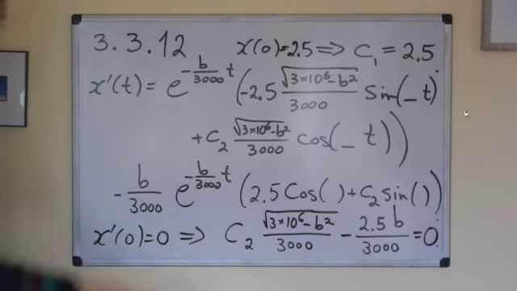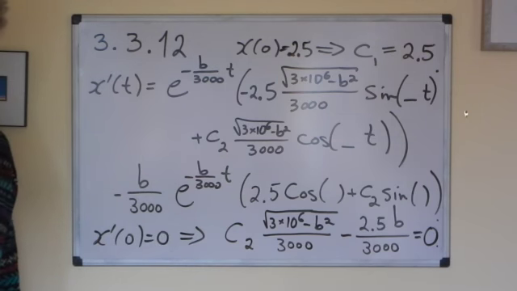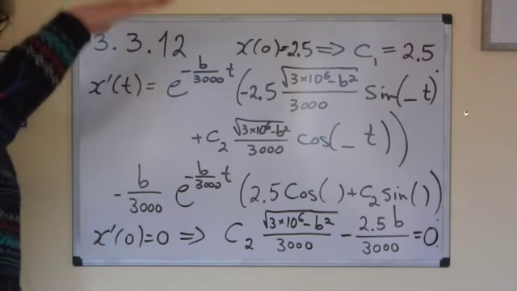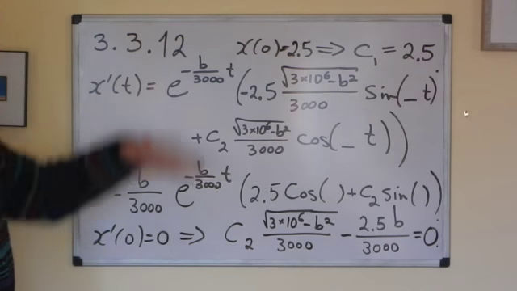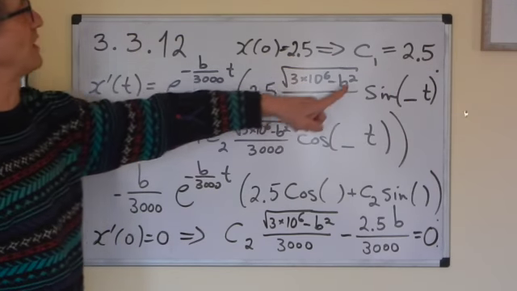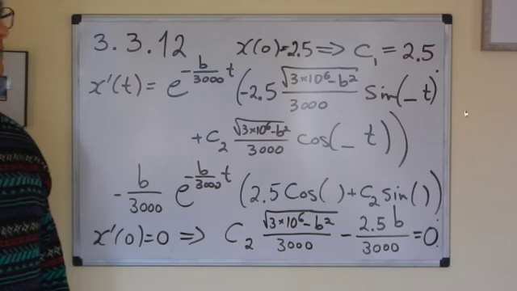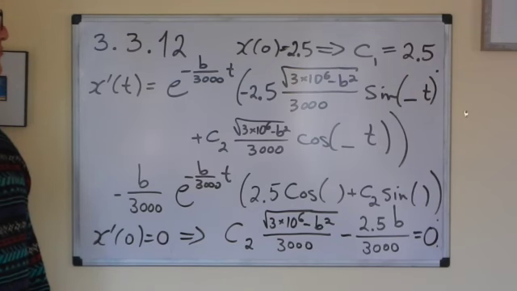We're solving the initial conditions for this problem with the lift that has the car on it. The car starts at 2.5 meters. And that means that C1 in the solution is 2.5.